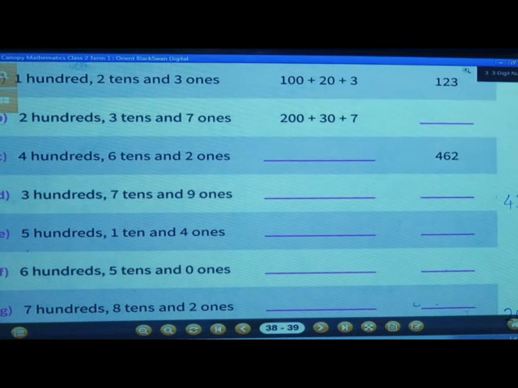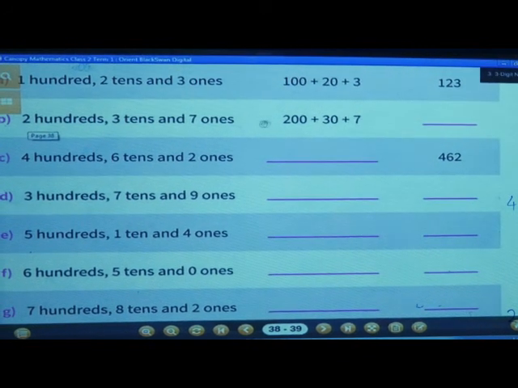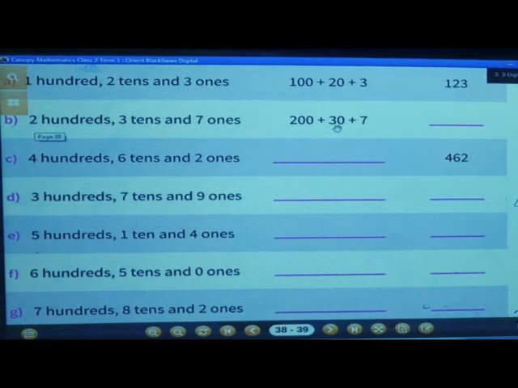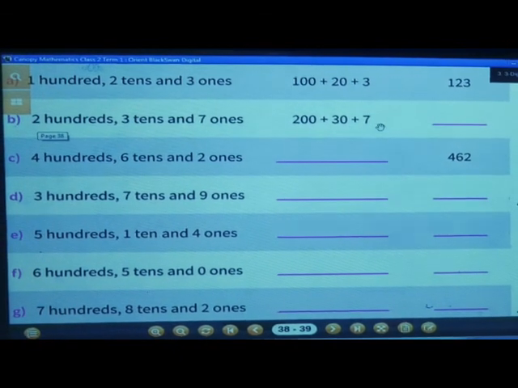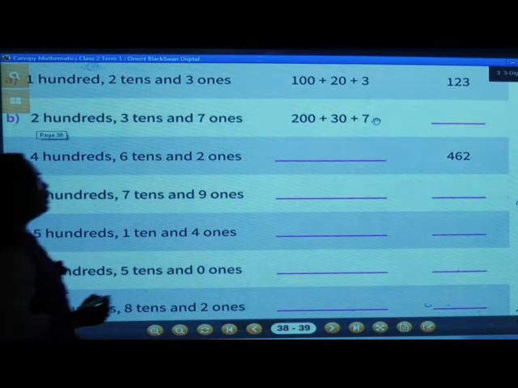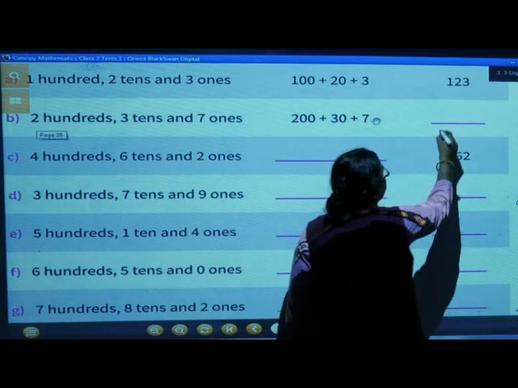So the first one they have shown us. Now we will see the second. See here, 2 hundreds, 3 tens and 7 ones. So what will come here? 200 plus 30 plus 7 means 200 plus 3 tens plus 7 ones. So what will you write here? 237.